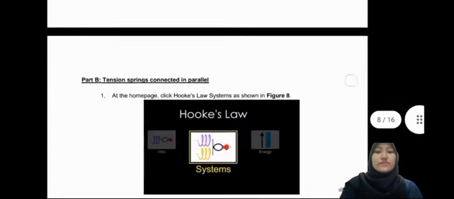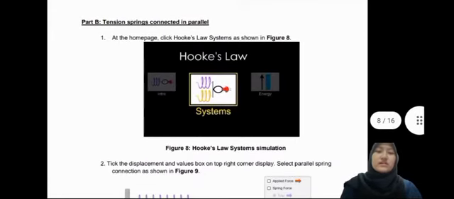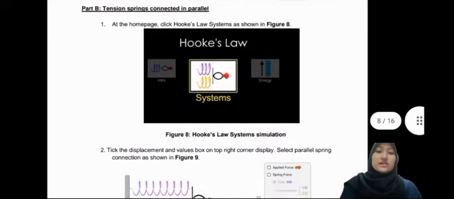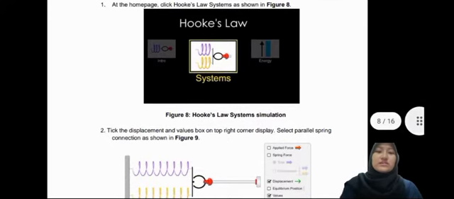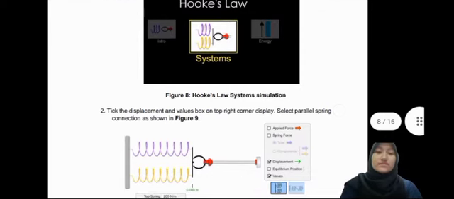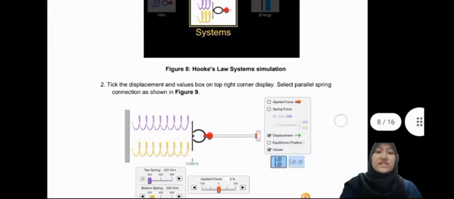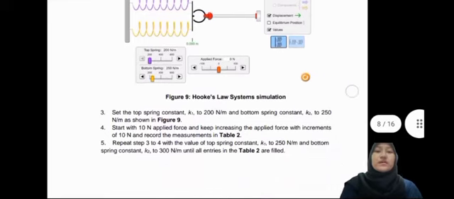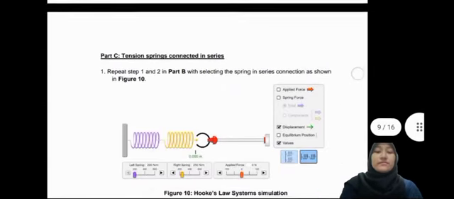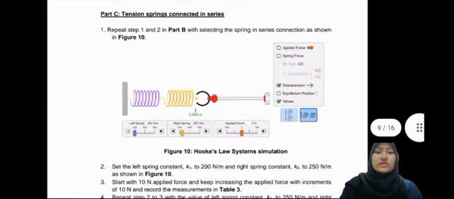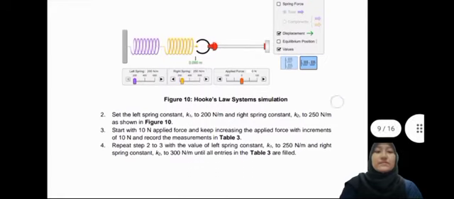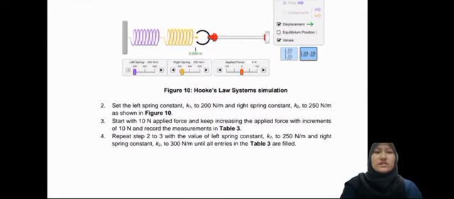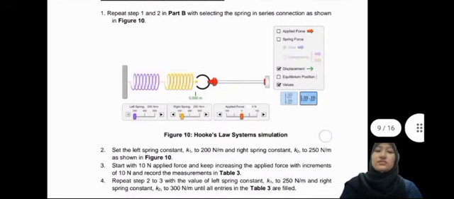And then for part B, tension spring connected in parallel. When using parallel, we have to use the Hooke's law system simulation, so we have to change to the system. Earlier we used intro for part A, and for part C we also use the Hooke's law system simulation, but just change to series. For part B we use parallel, so for part C we change to series. Okay, next.